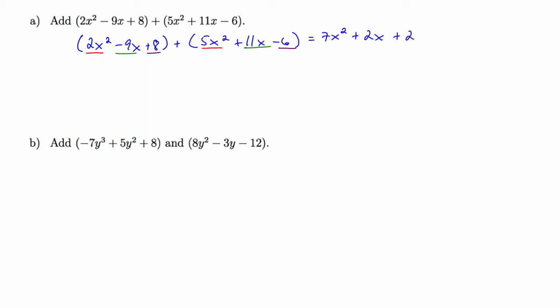So once we identify and combine our like terms, we end up with the expression 7x squared plus 2x plus 2. In part B of this example, we again want to add two polynomials together. If I want to add negative 7y to the third plus 5y squared plus 8 and 8y squared minus 3y minus 12, I'll start by first writing that down.